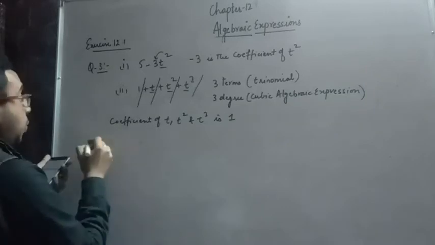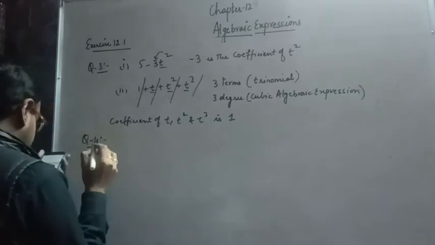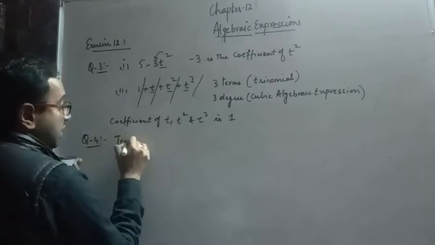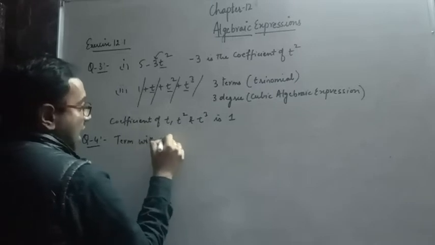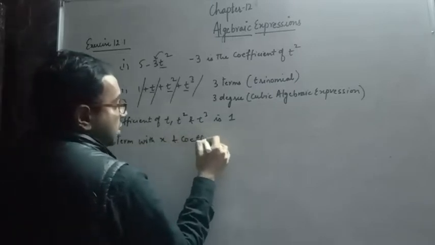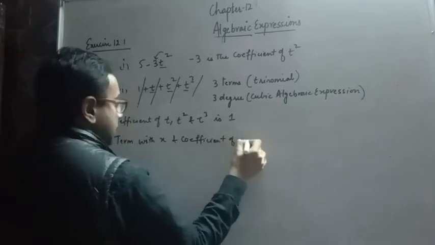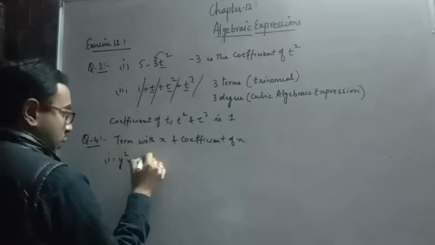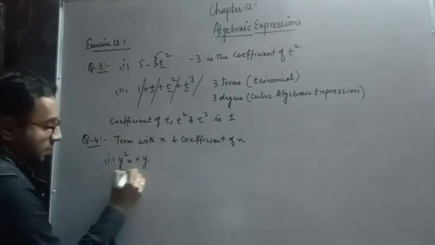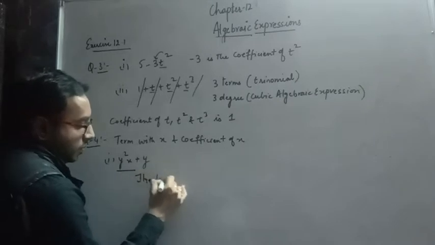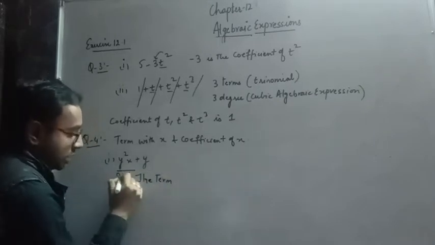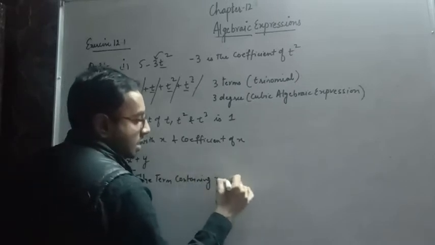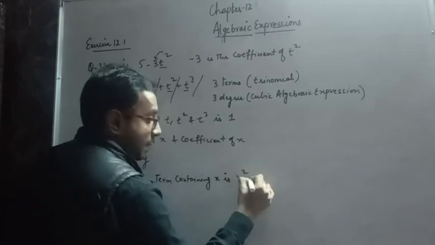Clear? Question number 4. Again, identify the terms which contain x and give the coefficient of x. So we have to identify the term with x and then the coefficient of x. Let's see, first part, y square x plus y. Which term contains x? This term. So you have to write: the term containing x is y square x.